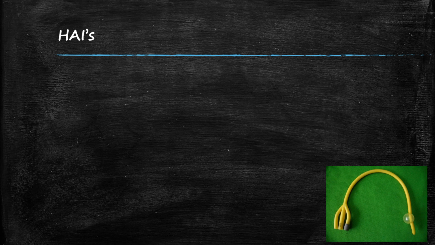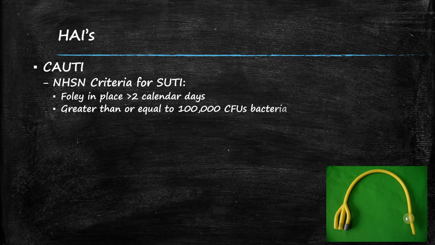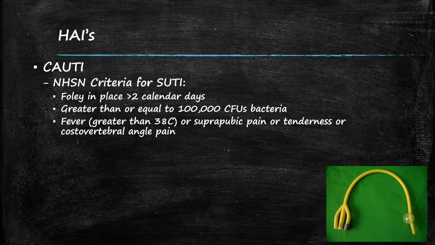Furthering with our discussion on HAIs is CAUTI. The NHSN criteria for a symptomatic urinary tract infection is that the Foley is in place for greater than 2 calendar days. There's more than 100,000 CFUs of bacteria. And then they've got a symptom such as fever, suprapubic pain or tenderness, or costovertebral angle pain.